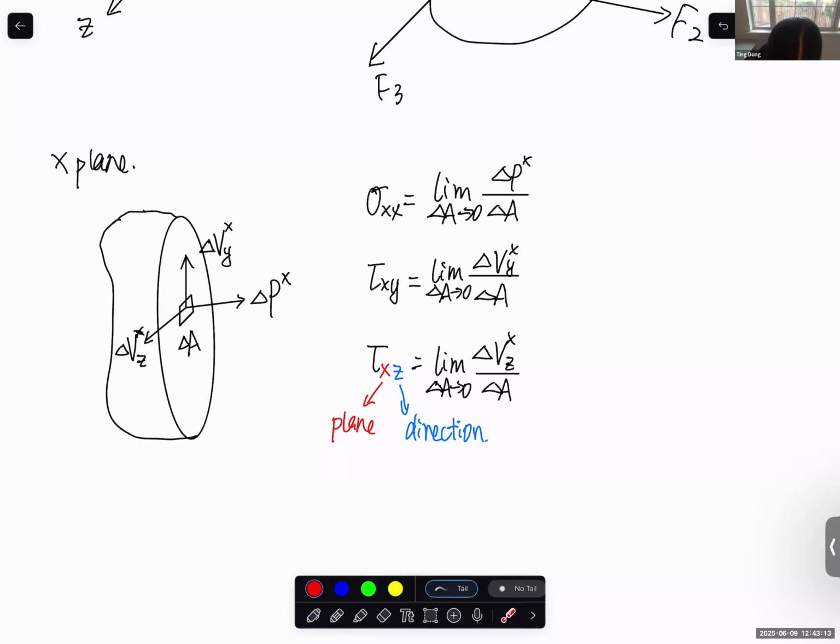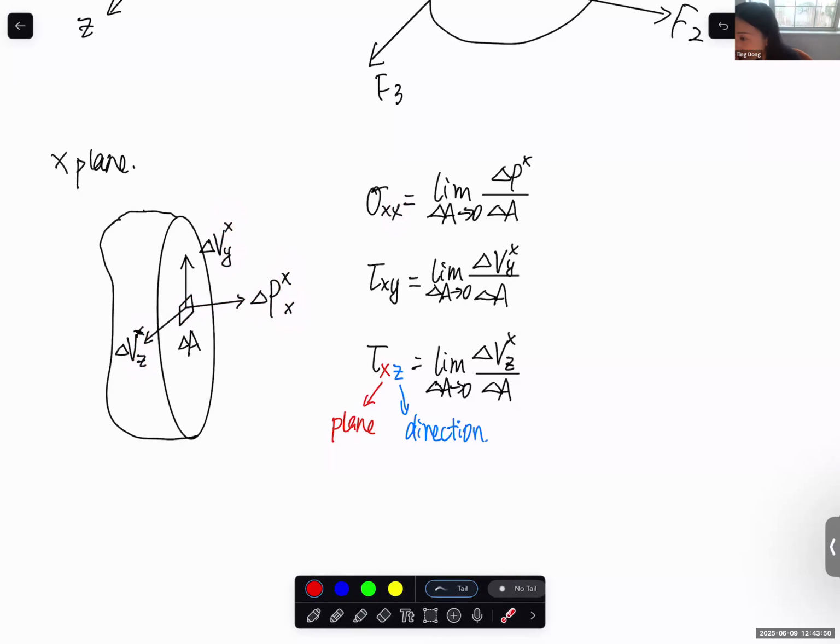So why does this one not have a subscript? Well, I can put one. Since it's the normal force on the x plane, it can only point in the x direction. It cannot point in the y direction or z direction. That's the definition of the normal force, right? So you can put x here, the same as you can write sigma xx or sigma x. It's the same thing. But it basically means the x plane in the x direction, the x plane in the y direction, and the x plane in the z direction.